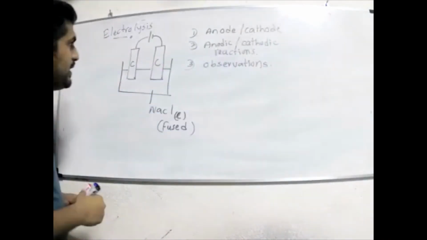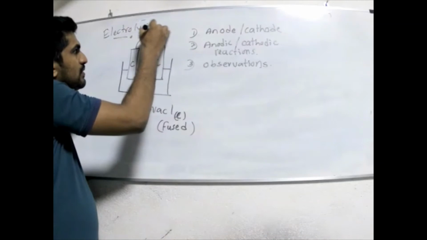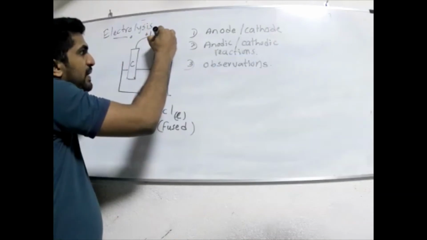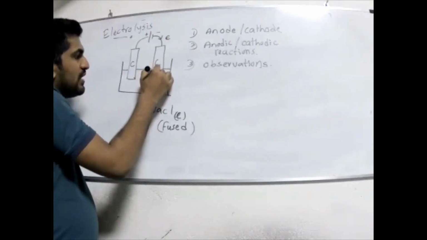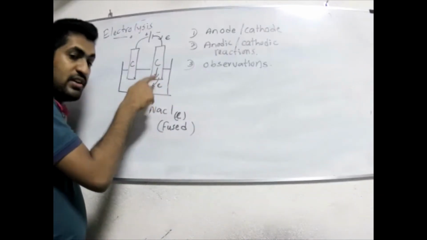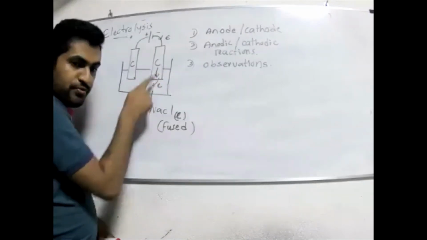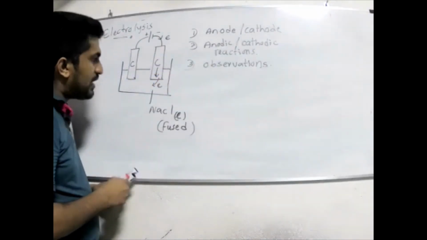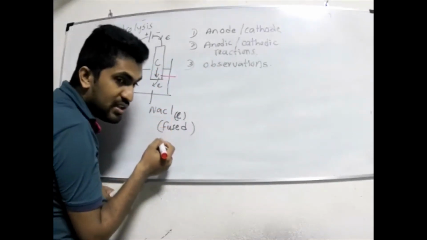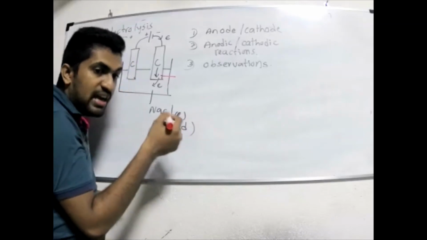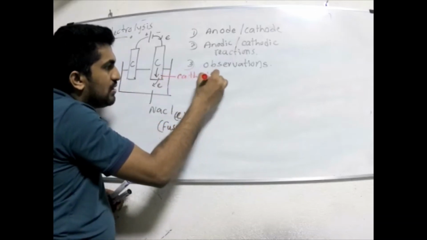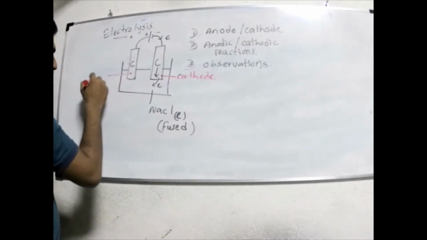Today, this is minus, this is plus. I told you from the dry cell, electrons are pumped from the minus terminal and come to this side. Electron gaining means reduction. So this is the cathode, and this is the anode. Got it?